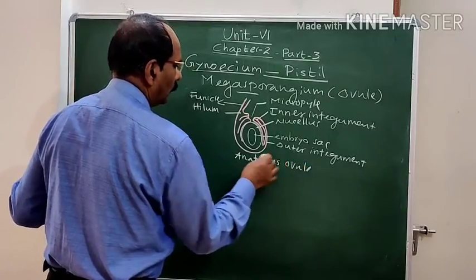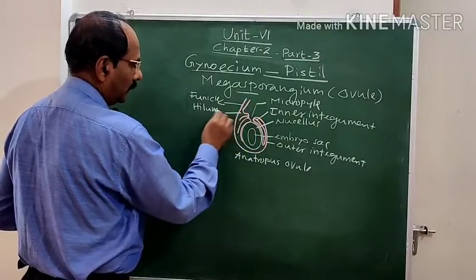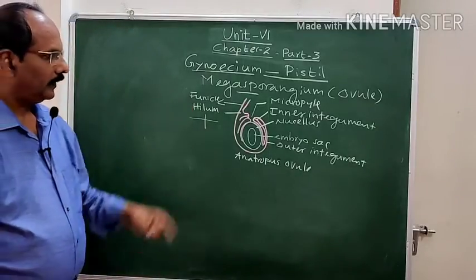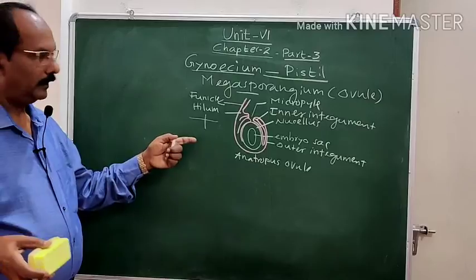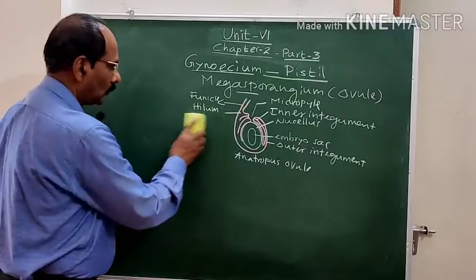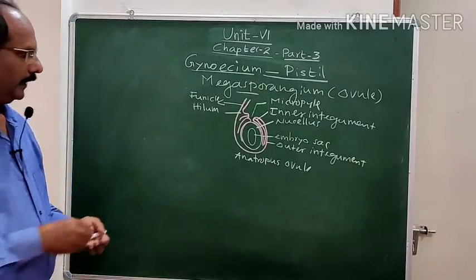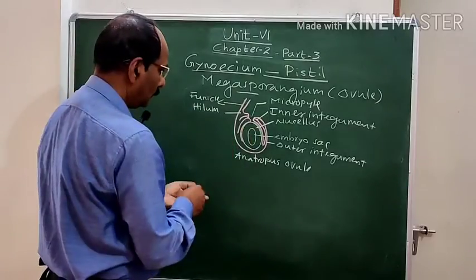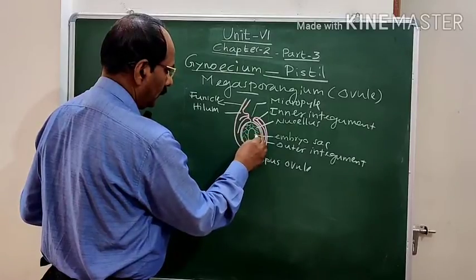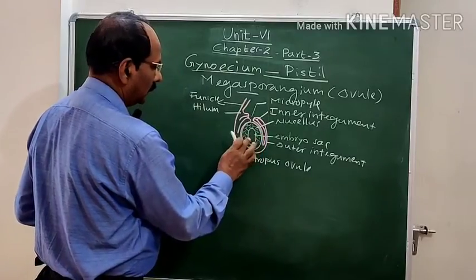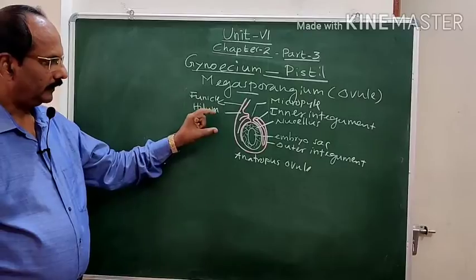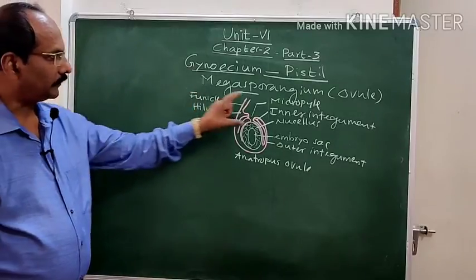It is called anatropous ovule because the micropyle and the funicle are at right angles to each other. See here, like this. When they are at right angles to each other, it is known as the anatropous ovule. In the orthotropous ovule, both the funicle and the micropyle come on the same line. So this is the anatropous ovule. Inside it, there is a mass of diploid tissue, known as the nucellus. In this nucellus, the embryo sac will develop. Embryo sac development takes place inside the nucellus. So this is the structure of the megasporangium.